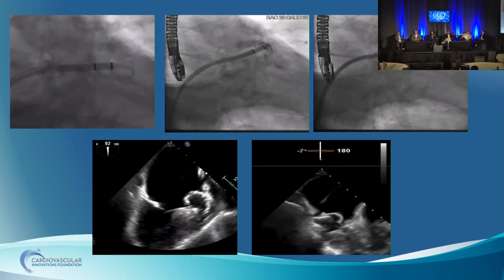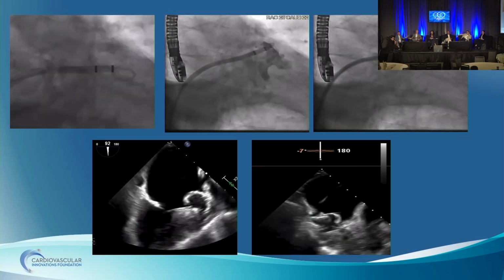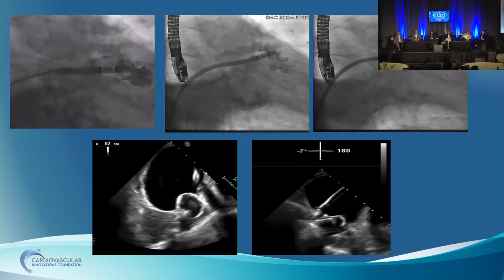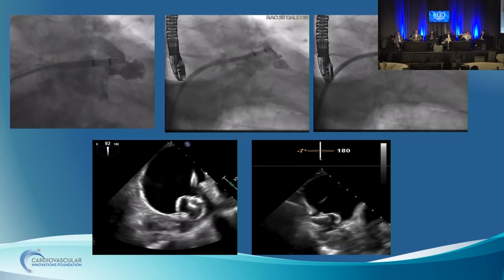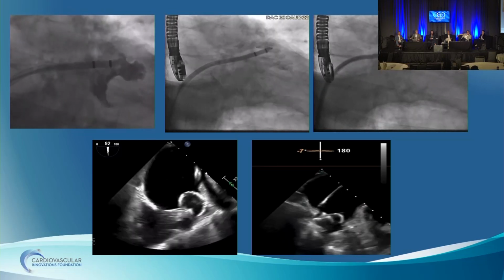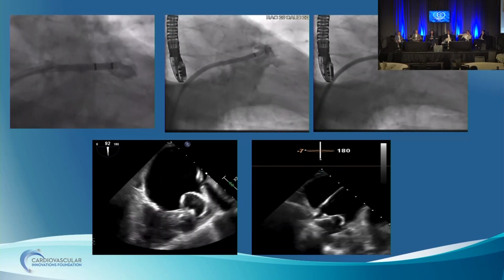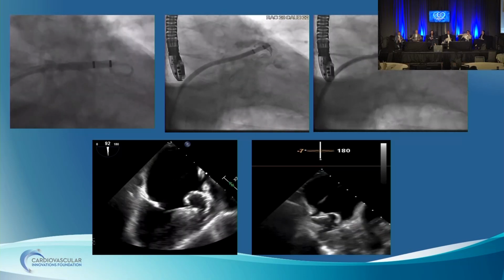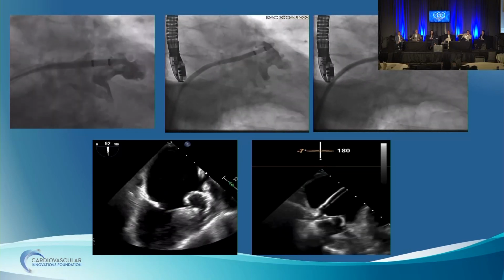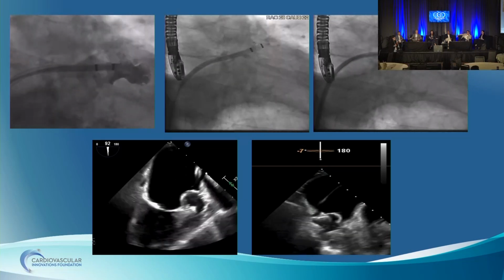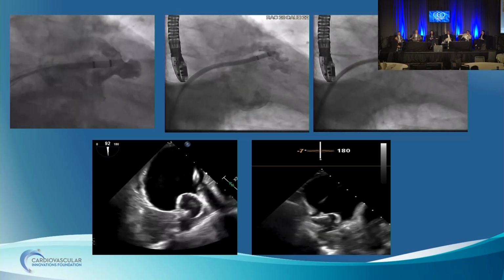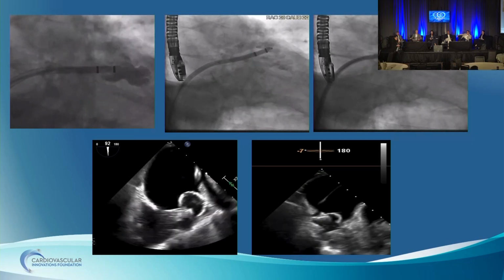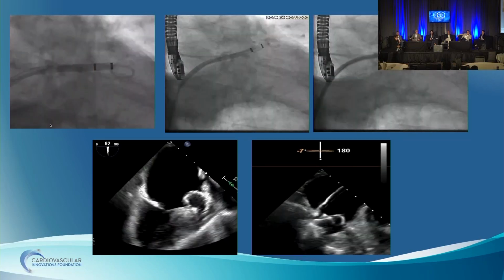That's correct. So, great comment. I'm not sure why the number 3 image is not displaying correctly, but there was an image where they were trying to deploy the Watchman, and since the stick was not as inferior as you would have liked, they kept getting pushed by the Coumadin ridge into that posterior lobe. So every time they tried deploying, it went into the posterior lobe. Clearly a very suboptimal result, something that we would not accept.